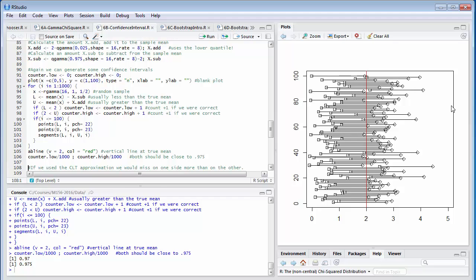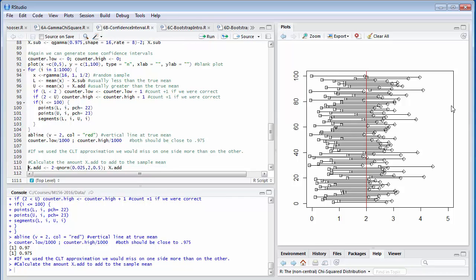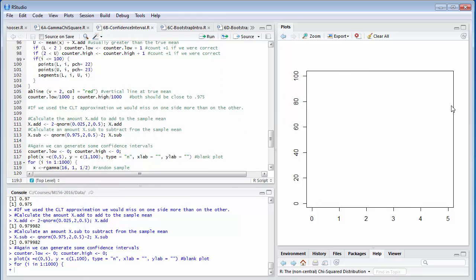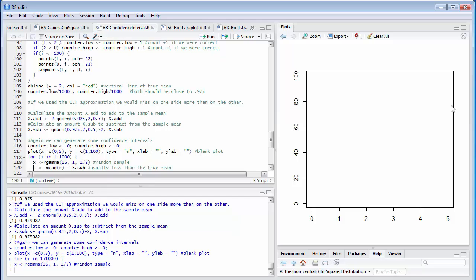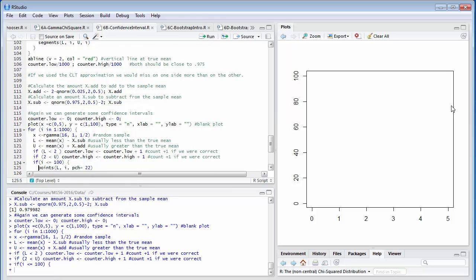If we use the central limit theorem approximation, saying we use only our knowledge of the expectation and variance, what would happen would be that we'd miss more on one side than on the other. If I compute x.add from the quantiles for the normal distribution with the correct expectation and variance, and do the same for x.sub, we can generate some confidence intervals. I'm doing exactly the same thing, generating from the gamma distribution, but then adding on quantities that would correct appropriately for the normal distribution with the same expectation and variance.